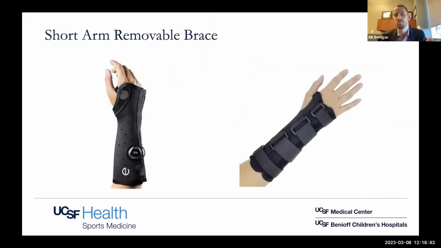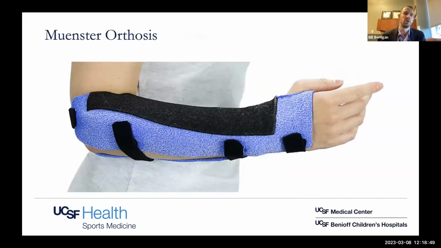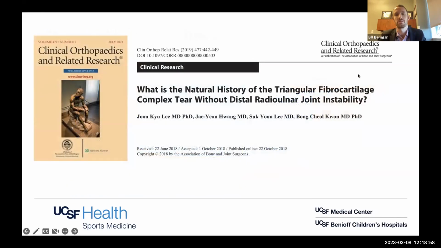You have your short arm removable braces. This is an exos cast on the side, but you can also just have a splint. And then you have your above the elbow orthoses, such as a Munster orthoses. So we'll get into all these with our articles, and we'll start right now with the first one.